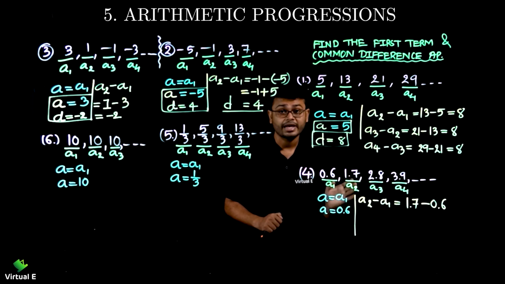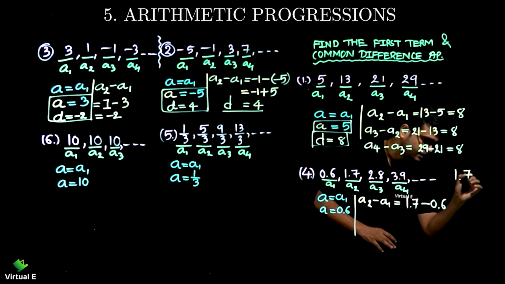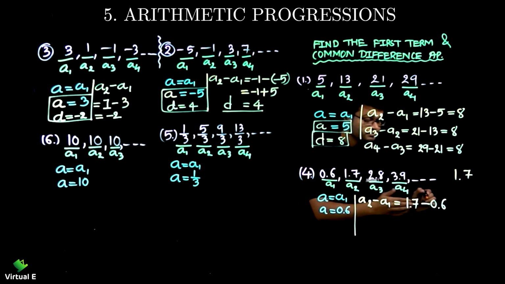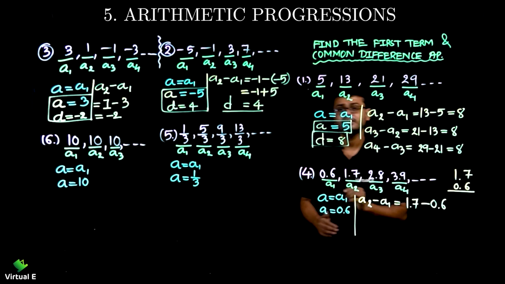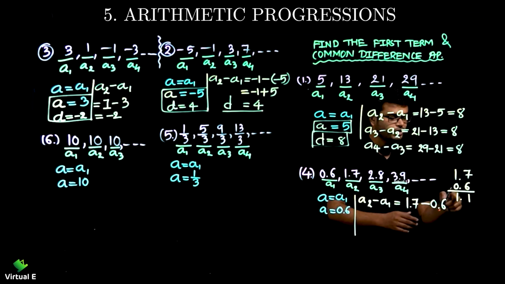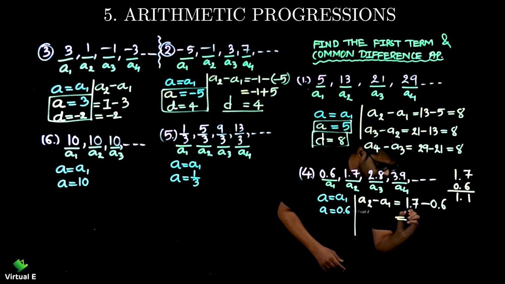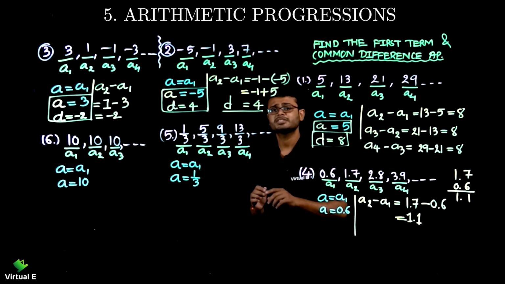Now remember, this is the case of decimals. So while you subtract, you need to be careful over here. Let's do 1.7. Remember, the decimal will come exactly below the decimal. First decimal, then 6 and 0 over here. Clear? Then what is 7 minus 6? 1, and 1 minus 0 will be 1. So what is the common difference? Which is 1.1. Very simple, 1.1. That is the common difference.